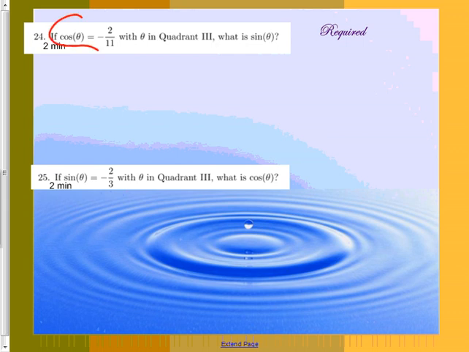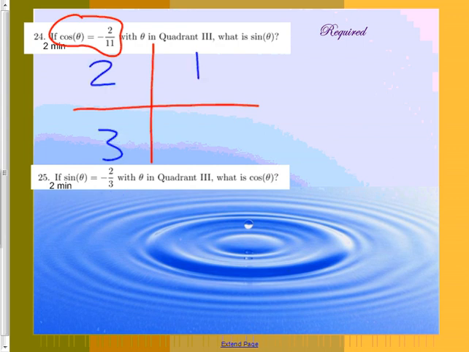If cosine is negative 2/11 in quadrant 3, what is the sine of that angle? Whoa, that's a complicated question. You know what? As soon as I draw a triangle for it, it won't be hard at all. So what I want you to do right now is everybody try to draw the right triangle that is involved here. I know I'm in quadrant 3. Do you know how the numbering goes on those? 1, 2, 3, 4. Okay, so I'm in quadrant 3.